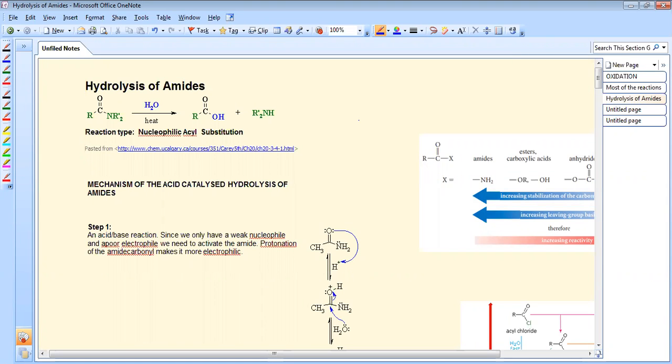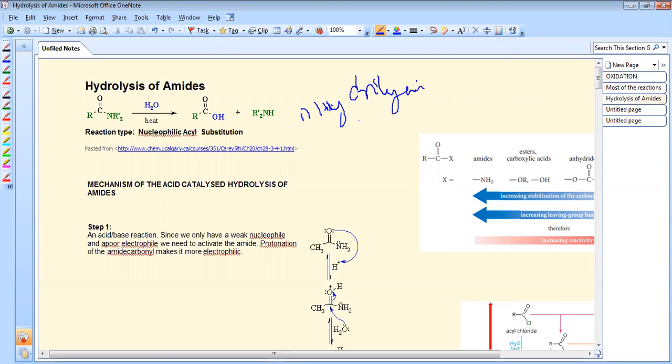Good morning, everyone. In the last class, we discussed the chemical properties of carboxylic acids, and now we are going to discuss the chemical properties of acid derivatives. Particularly, one is hydrolysis.